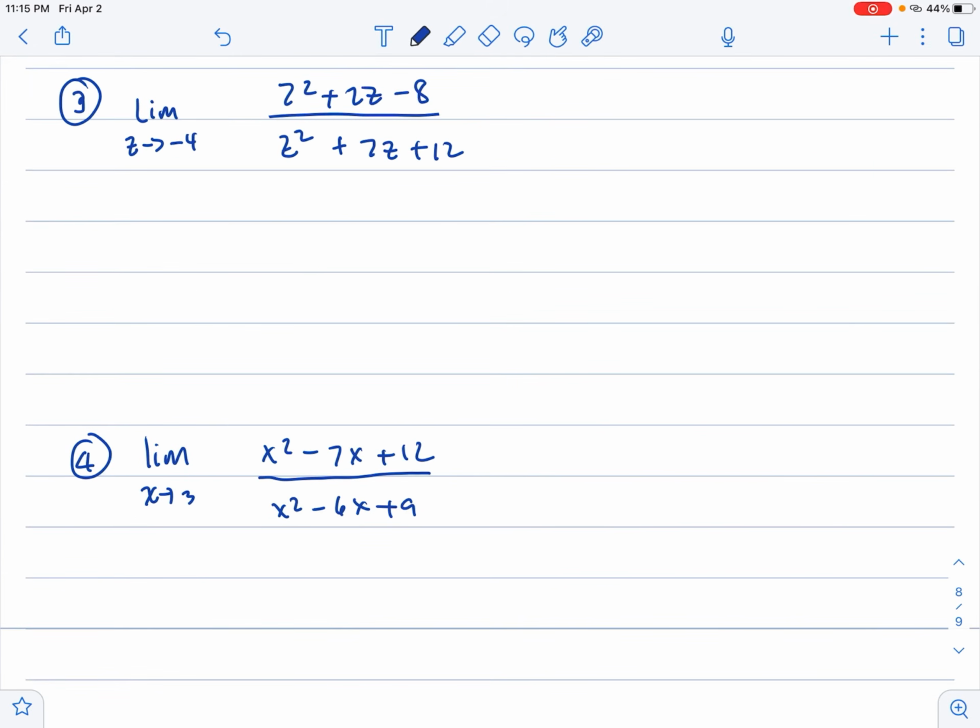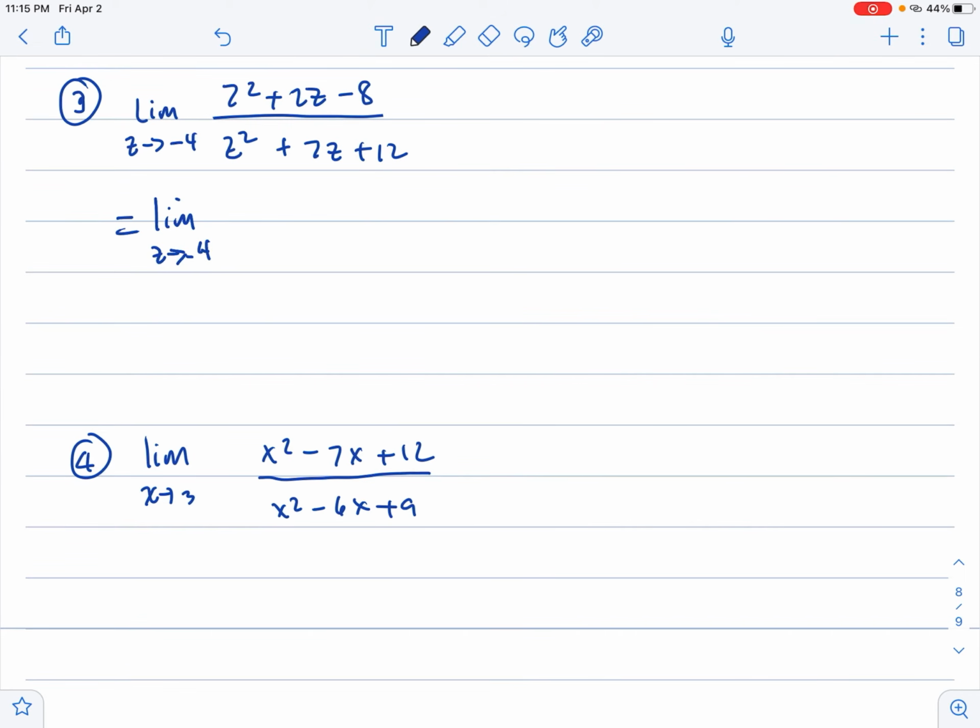Next, the limit as z approaches negative 4 of z squared plus 2z minus 8 divided by z squared plus 7z plus 12. Kung titignan nyo yan, magiging 0 yung denominator niyan. This is 16. This is negative 28. And this is 12. So pag in-add nyo yan, magiging 0 yan. That's why we need to factor.